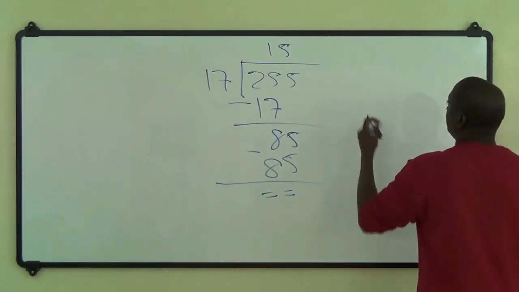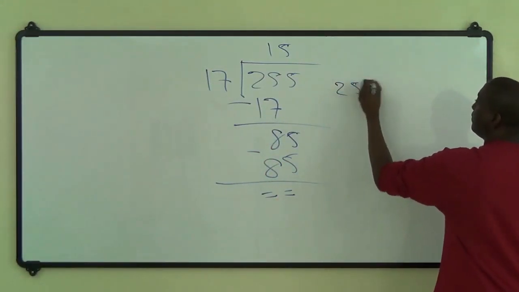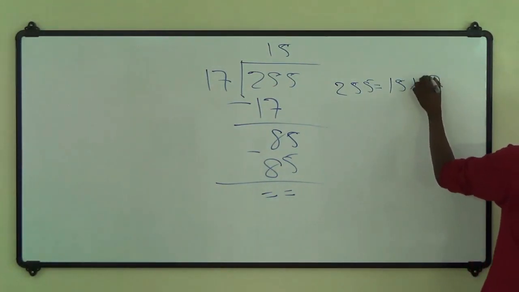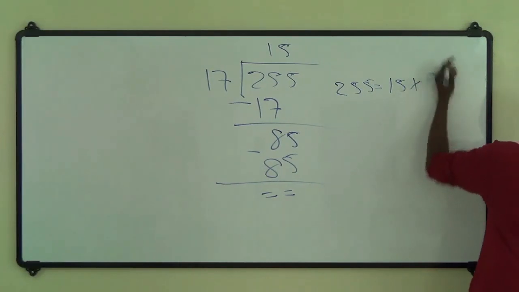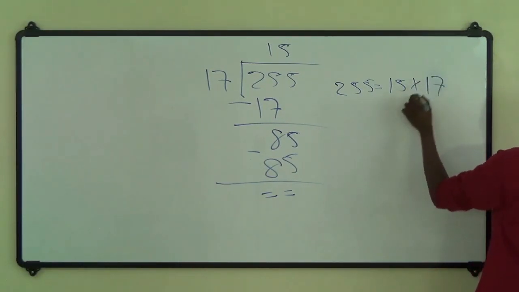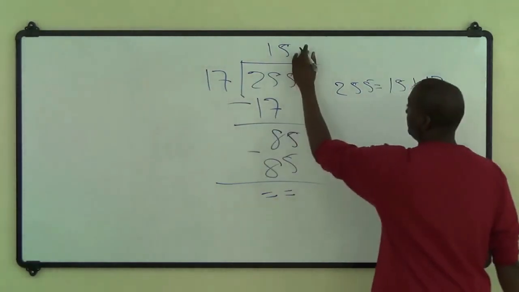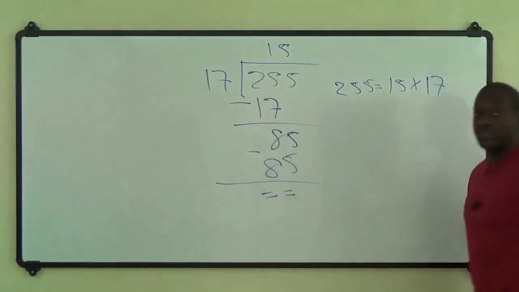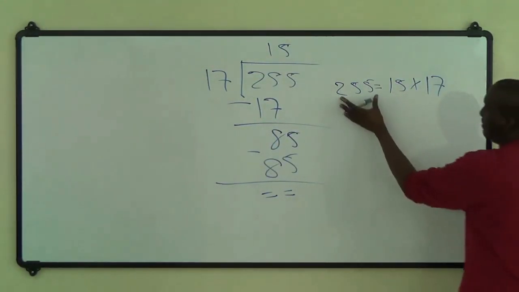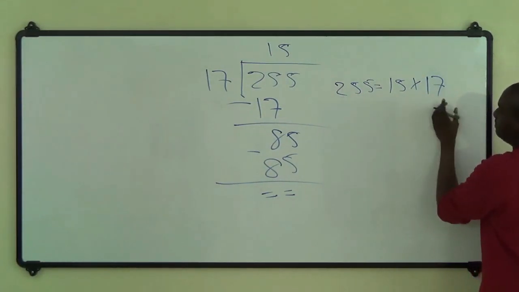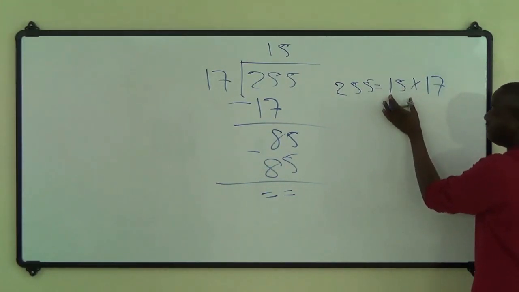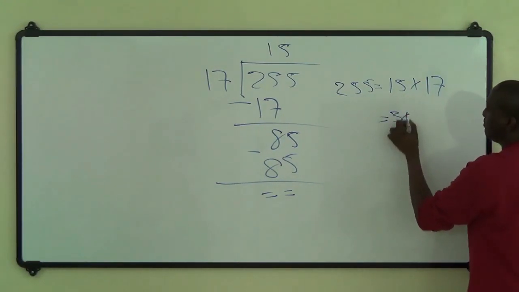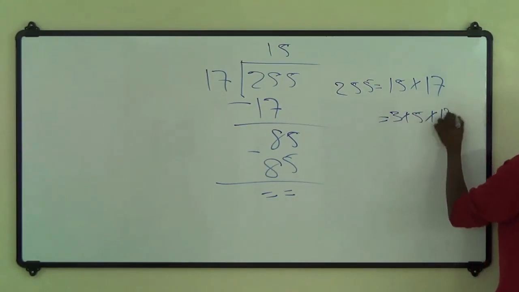I could say that 255 is equal to 15 multiplied by 17. Alright? So in the same way that I divided 255 by 17 and got 15, if I were to divide 255 by 15, I would get 17 on top here. So if I factorize 255, I get 15 by 17. Now of course, you look at 15 and you realize that 15 itself could also factorize. So 255 would be 3 multiplied by 5 multiplied by 17.